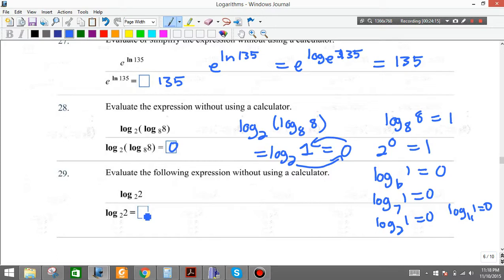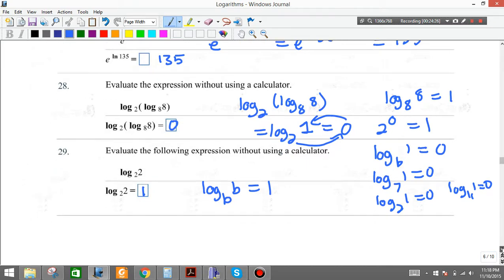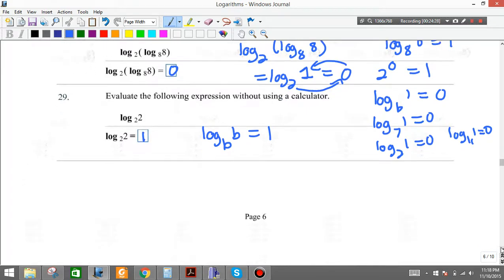Log base 2 of 2 is 1, and again, log base b of b, if these two are equal, is always 1, because 2, in this case, 2 to the first is equal to 2. And the log is just the exponent.